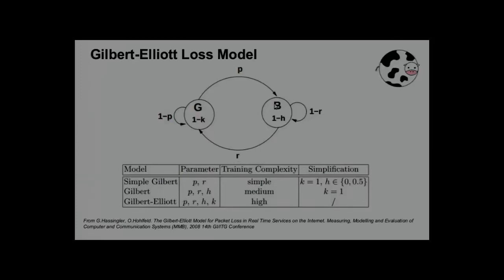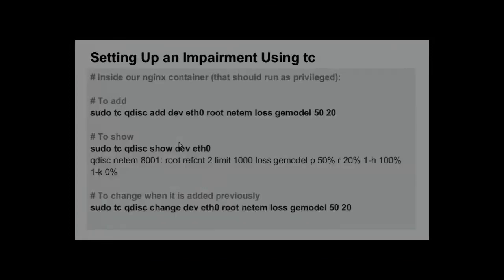Also, if you assume, for example, that in the good state everything is working correctly, and in the bad state nothing is working, then you've made a simplification and you need just two numbers: with which probability we go from good to bad, and from bad to good. That was simple enough. It's called simple Gilbert. It's a simplification of this model, and it's enough for our purposes.